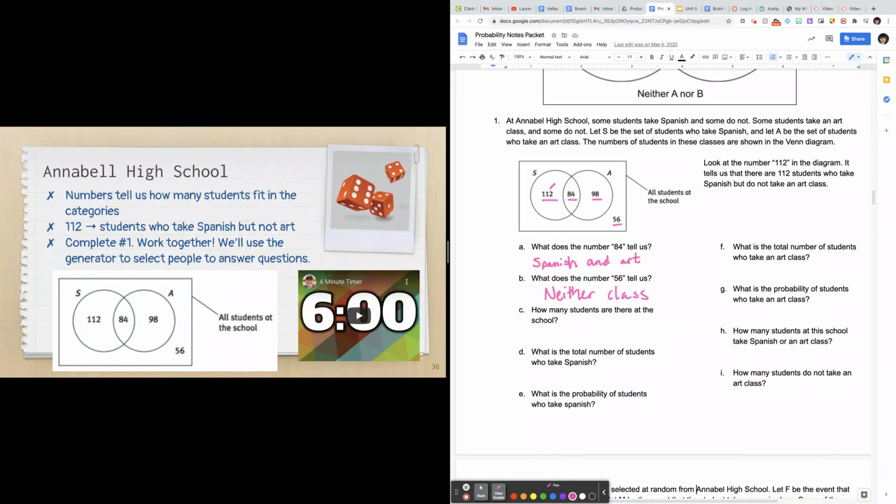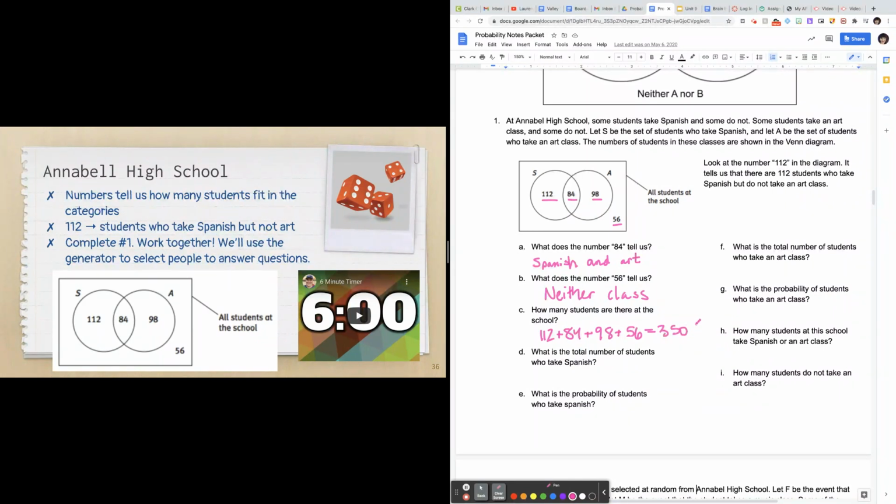Students who take Spanish but not art, students who take art but not Spanish, students who take both, and students who take neither. Any person in that school could fit into one of those 4 categories. So if I want to find how many total students there are, I'm going to add all of those together. So 112 plus 84 plus 98 plus 56. And then when you add all of those up, you get a lovely, nice whole number, 350.